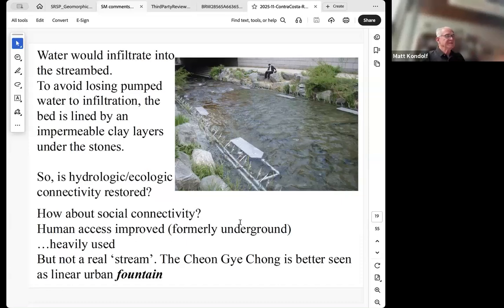Social connectivity, again, a great success. Human access, of course, is improved because before you couldn't even touch it or see it. It was buried. But we would say this is not really anymore a real stream.